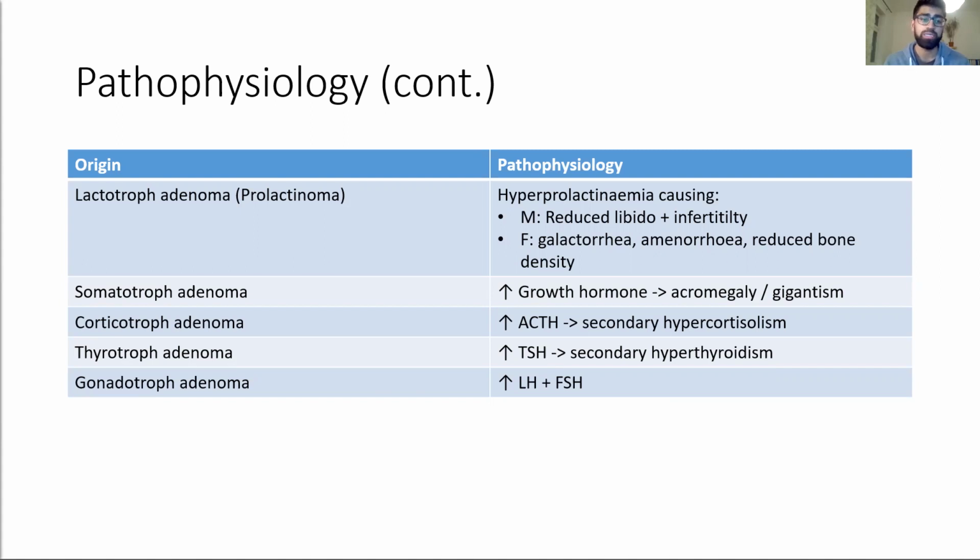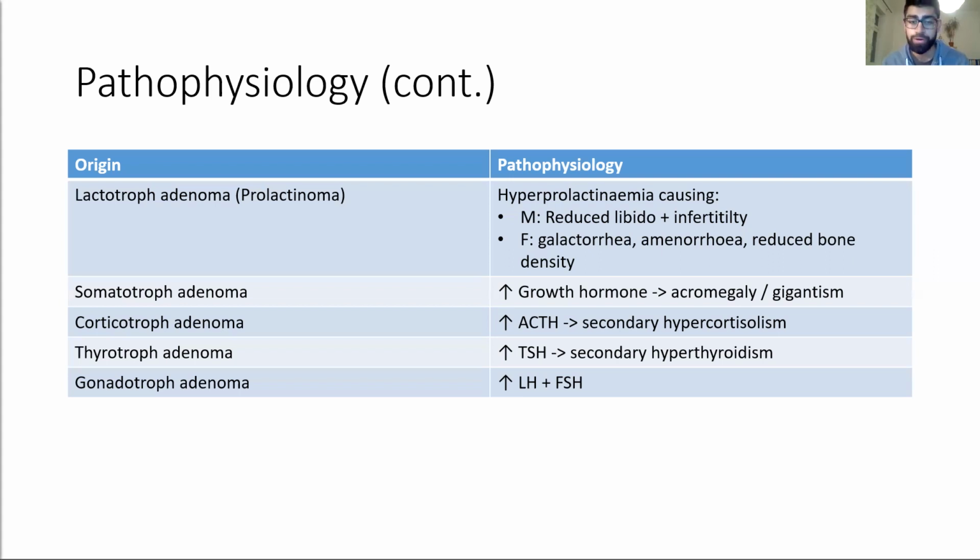Somatotroph adenoma, so elevated growth hormone, somatotropin. This can present as either acromegaly or gigantism in patients. A corticotroph adenoma, elevated adrenocorticotropic hormone, can lead to secondary hypercortisolism or Cushing syndrome. Thyrotroph adenoma, elevated thyroid-stimulating hormone, similarly leads to secondary hyperthyroidism. Just a quick note, secondary meaning the pathology is caused by something other than the initial stimulating factor.